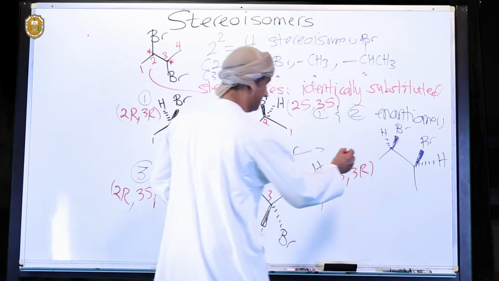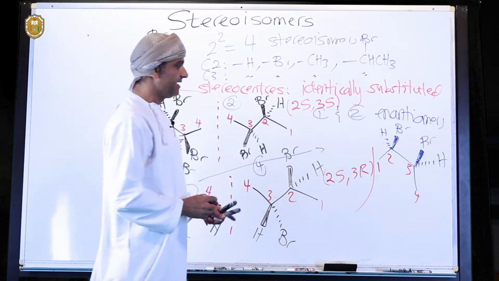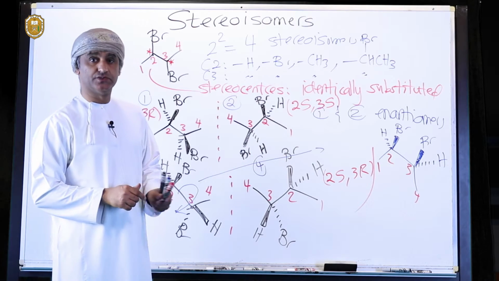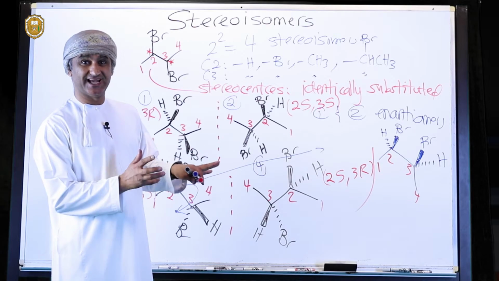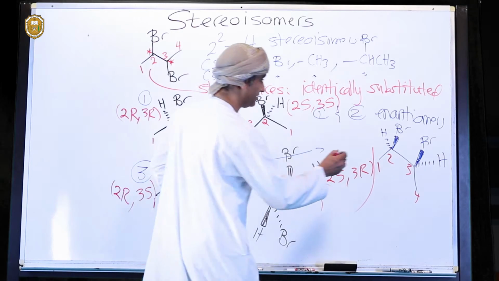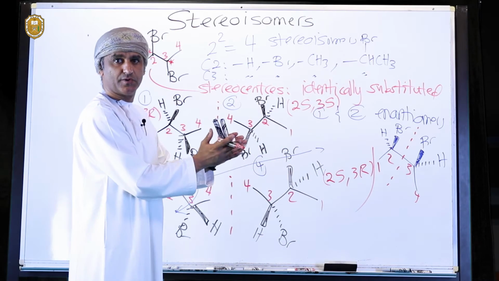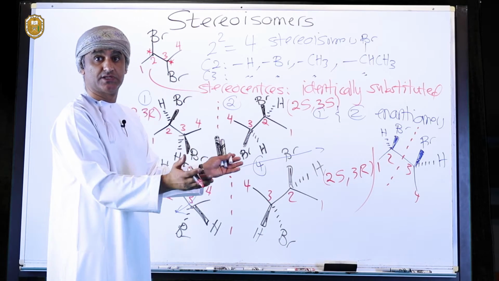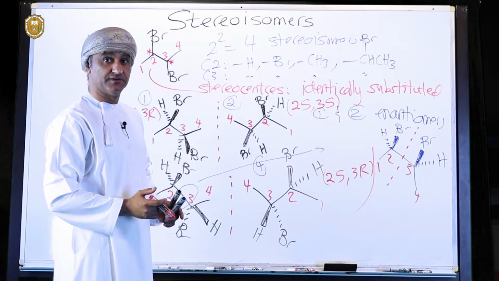Now, let's put the numbers again. So 1, 2, 3, 4. If you look at this stereoisomer, you will notice that it has a plane of symmetry. This is a plane of symmetry. It's like a line, or a mirror plane, which cuts the molecule into two halves, which are mirror images. So number 3 has a plane of symmetry.